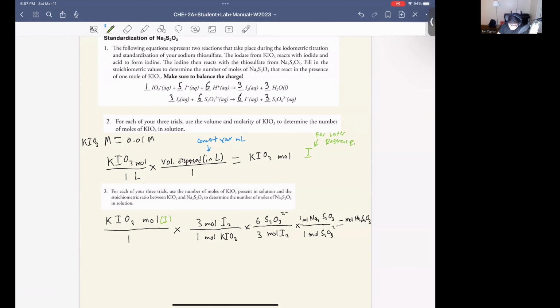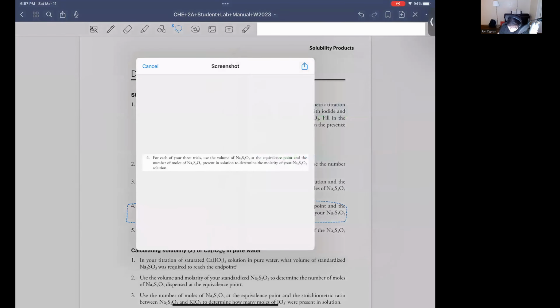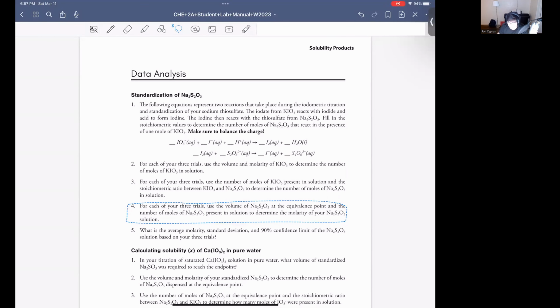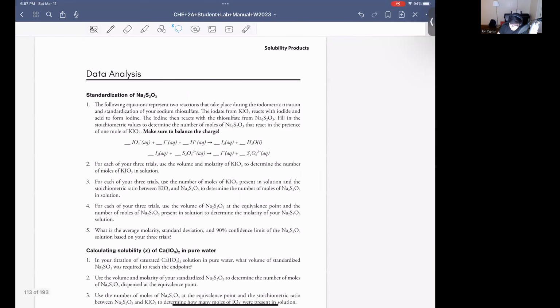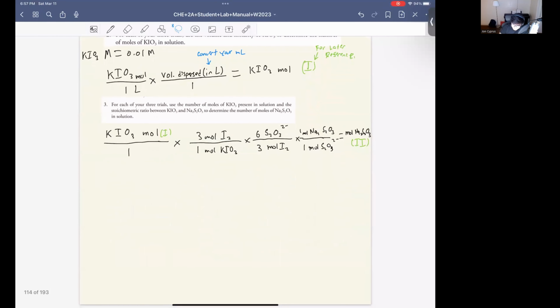Right? And I'm going to denote this with a 2, like that. All right, now that you have your moles of sodium thiosulfate, we're going to go to the next question here. It says for each of your 3 trials, use the volume of sodium thiosulfate at the equivalence point and the number of moles of sodium thiosulfate present in solution to determine the molarity of your sodium thiosulfate solution. All right. So let me scroll down here.